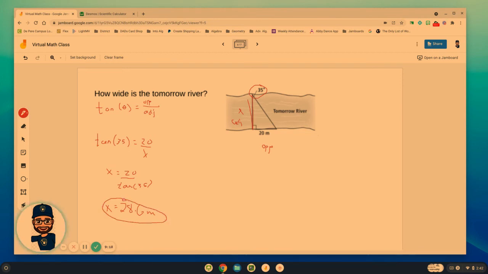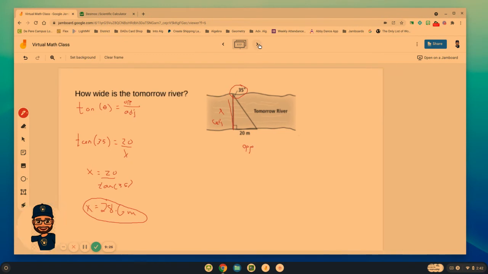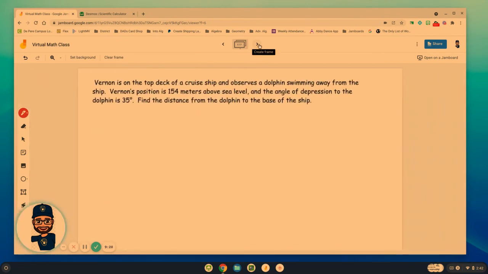And again, this is just relating back to what we've done the last couple of days in terms of using these trig ratios to help us find missing pieces. All right, here's our last example. Vernon is on the top deck of a cruise ship. All right, so here's this big old cruise ship, and he's way up here on the top deck.